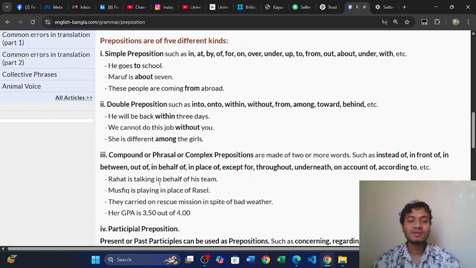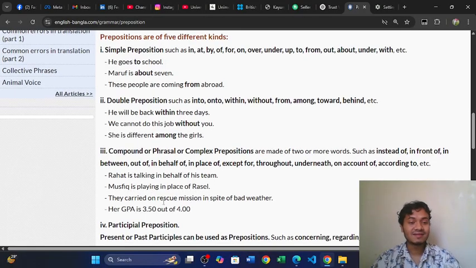Rahat is talking on behalf of his team. Musfiq is playing in place of Russell. They carried on the rescue mission in spite of bad weather. His GPA is 3.5 out of 4. So those are all compound prepositions. Here we can see "in place of" in the second sentence, and another is "in spite of." Those are all compound prepositions.